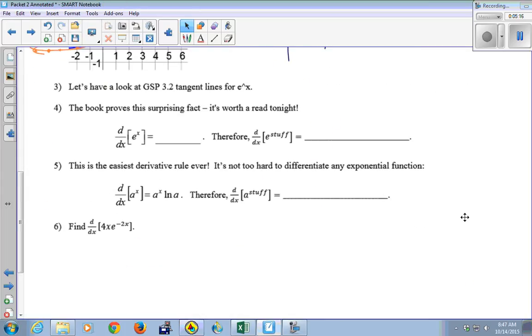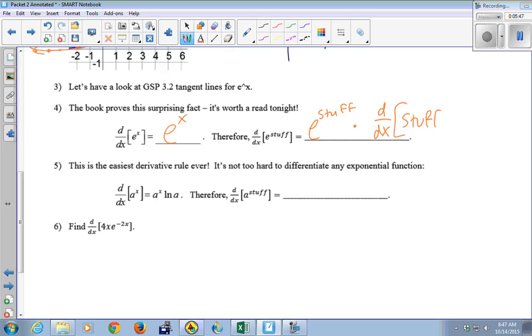Okay, so the book proves the fact that e to the x is its own derivative. I'm going to encourage you to read it, but I'm not going to go through the proof in class. So the derivative of e to the x is e to the x. Therefore, the derivative of e to some stuff will be e to the stuff times the derivative of the stuff. Just apply the chain rule if you're taking the derivative of e to some stuff. It's the easiest derivative rule ever, right? Taking the derivative of e to the x is e to the x.